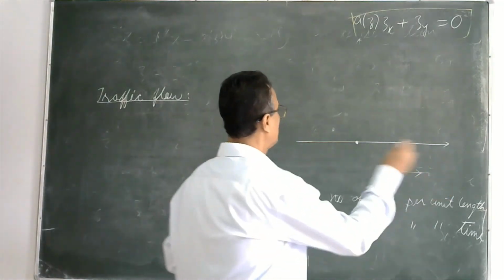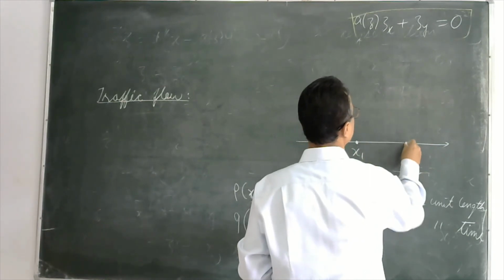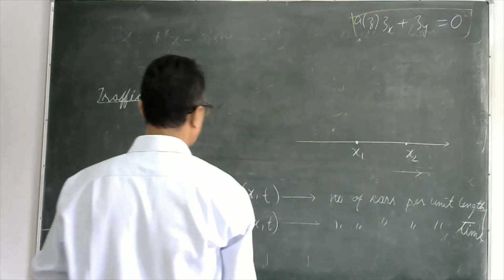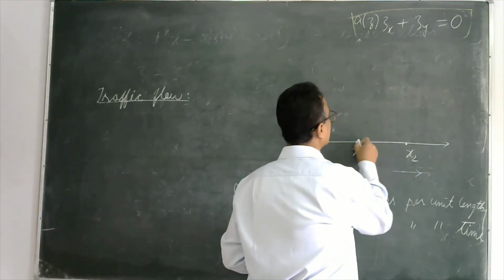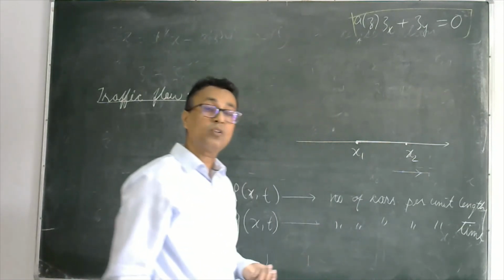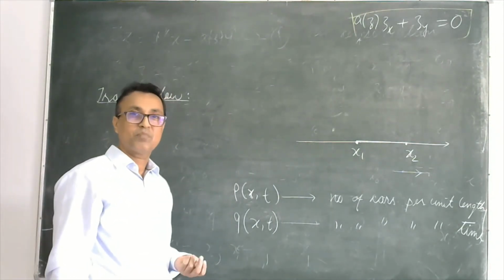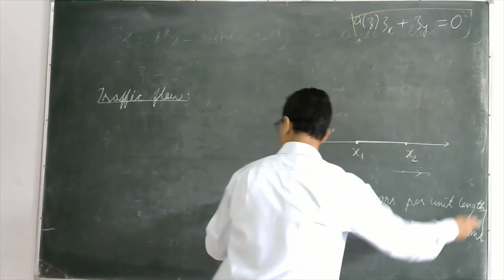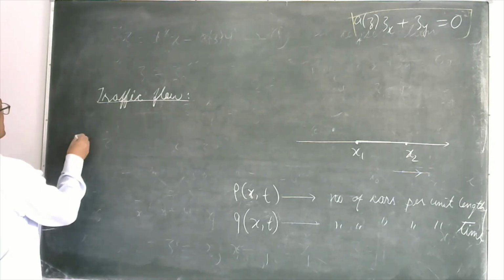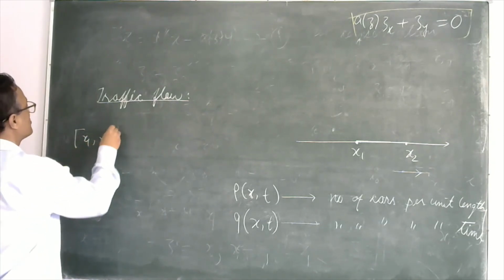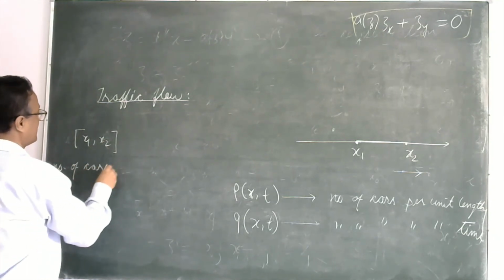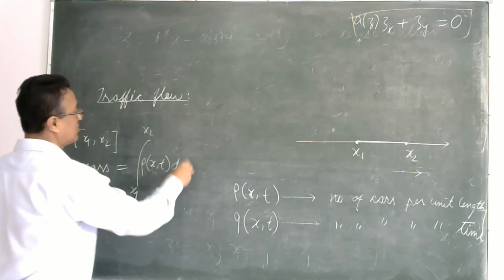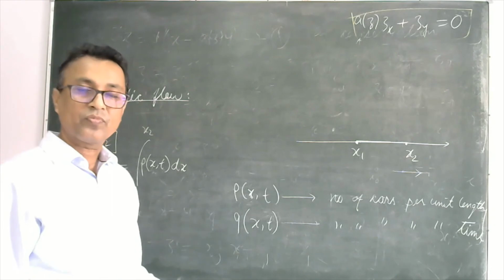Okay, fine. So now let me consider 2 points here, x1 and x2. Okay, and then what is going to happen? See, in this portion, or in the interval x1, x2, if I want to find out the total number of cars, assuming that rho of x, t is a continuous function, so it is the number of cars per unit length, then in the interval x1, x2 my number of cars will be given by what? You have to simply integrate rho with respect to x between x1 and x2. Is it okay with everybody?